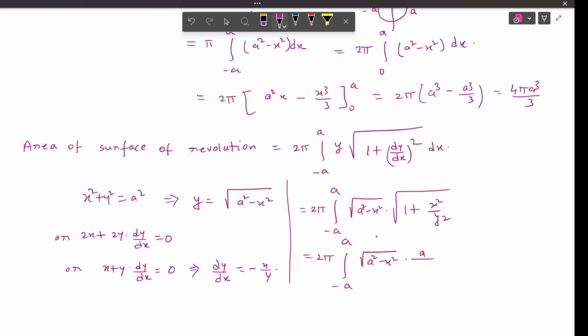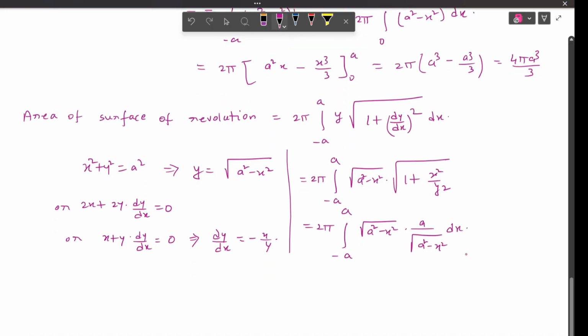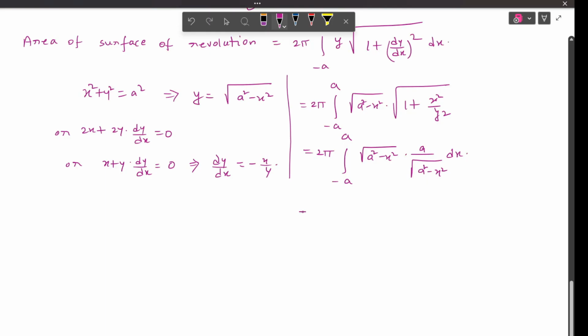And what is y? Y is again this thing, square root of a square minus x square, dx. So it would be 2 pi, and this will cancel out, a dx. So 2 pi a, integration of dx is x, and if you put the interval, it will be a minus minus a, that is 2a. So it would be 4 pi a square is the answer. Okay.